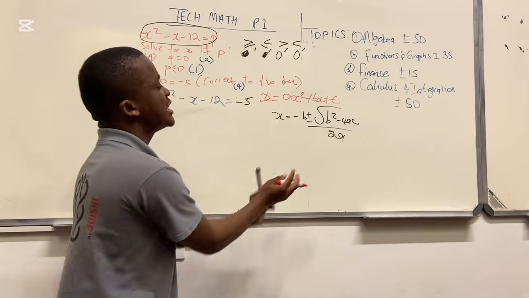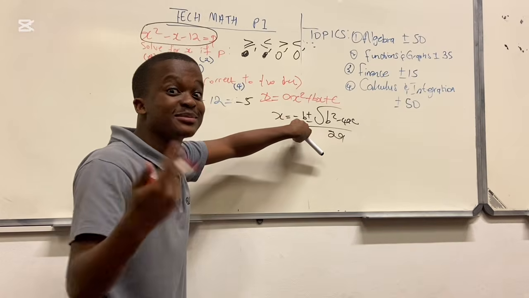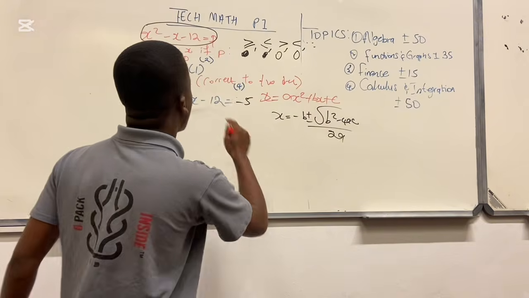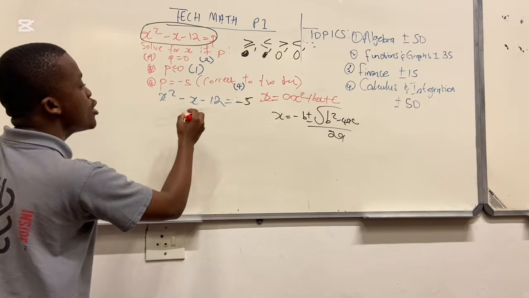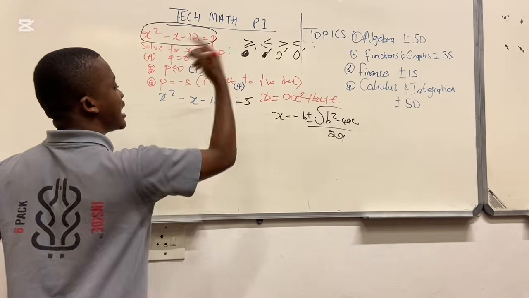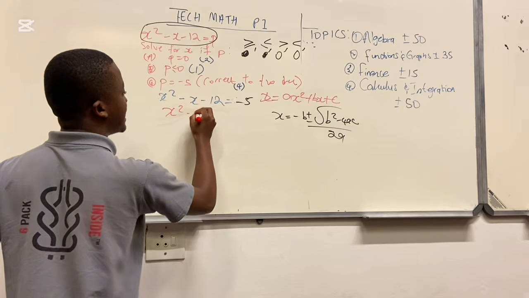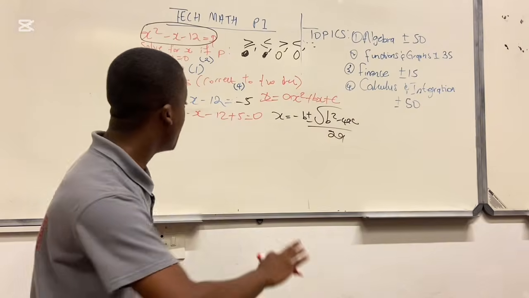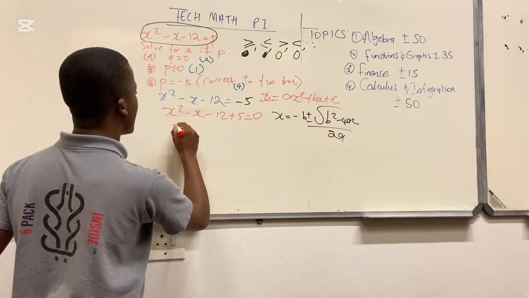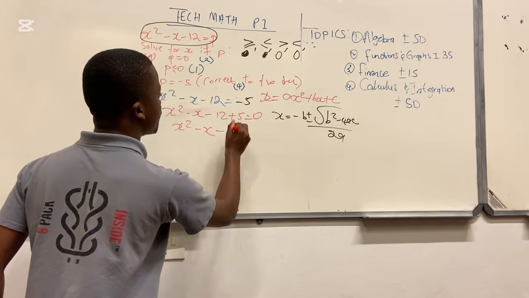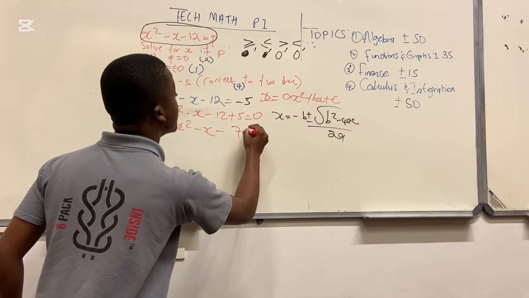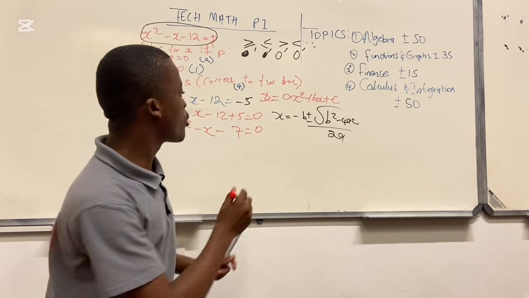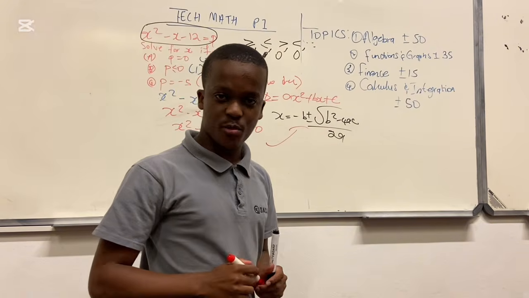So in order to use the formula, we put the equation into standard form. We transpose the negative term to be positive: x squared minus x minus 12 plus 5 is equal to 0. Now it is standard form. Now we have like terms: take the sum of the bigger number, we are left with 7. Now we go to substitute into the quadratic formula.